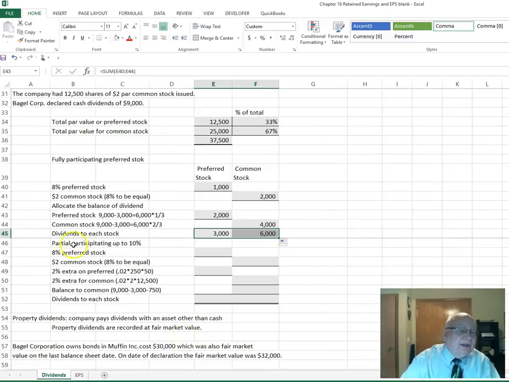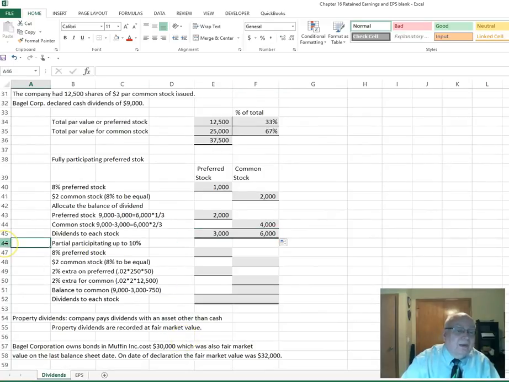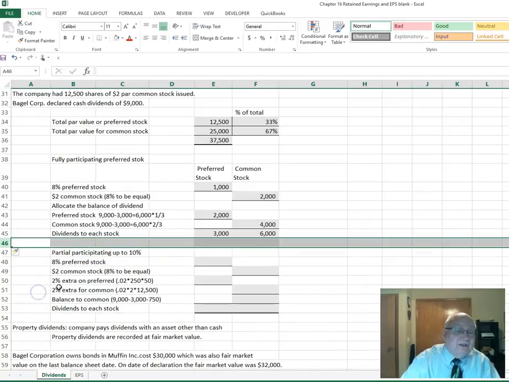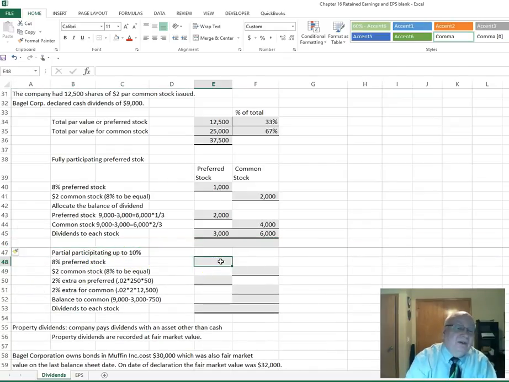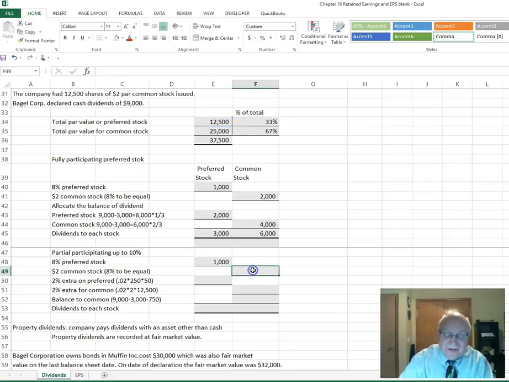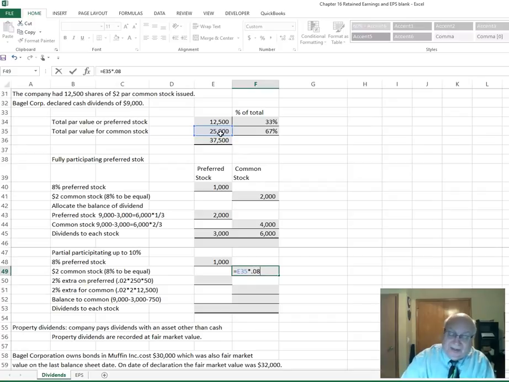For partial participation, I'm going to divide this up a little bit so you can see there's a difference here. They're going to participate up to an additional 10%. So they get 8% to start with. This will be calculated the same way we did before, the 12,500 times 0.08, and this is going to be equal to the 25,000 times 0.08.